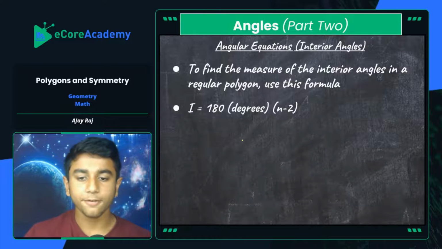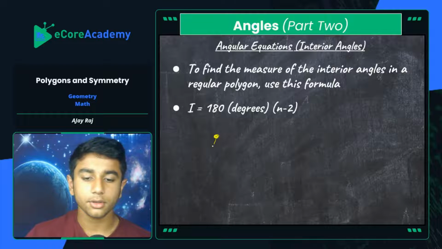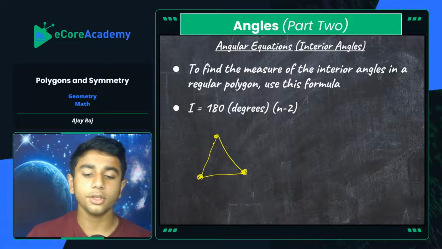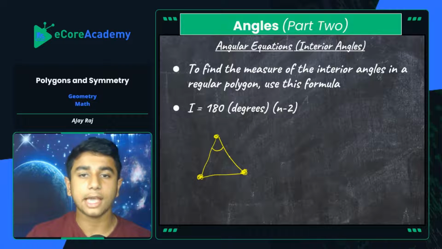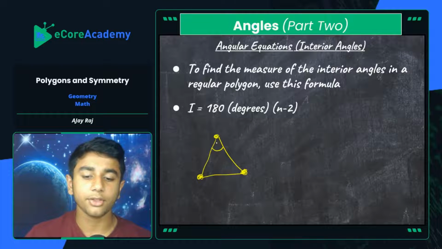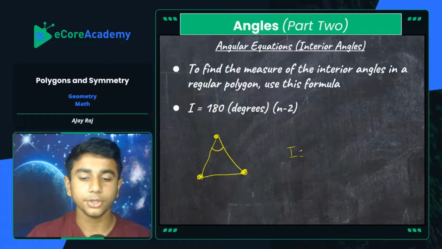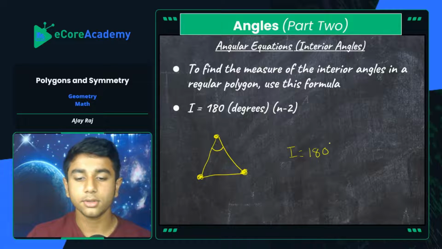So if I were to give you this triangle here, you would use this formula to calculate one angle in this triangle. Since we know that all regular polygons are equiangular, meaning they have all the same angle measures, you can just calculate one to find all of the others. So you'd plug into this equation: I, the interior angle measure, equals 180 degrees times n minus 2, where n equals the number of sides.